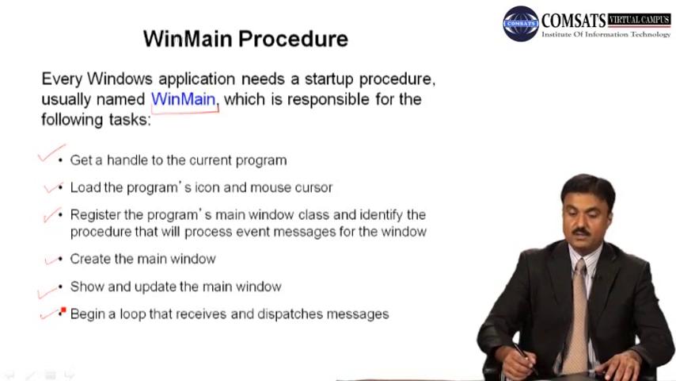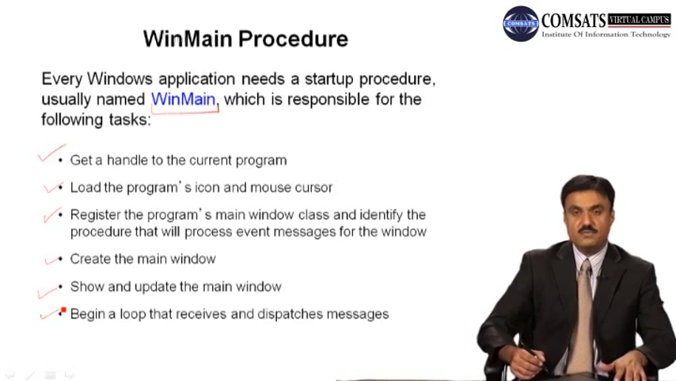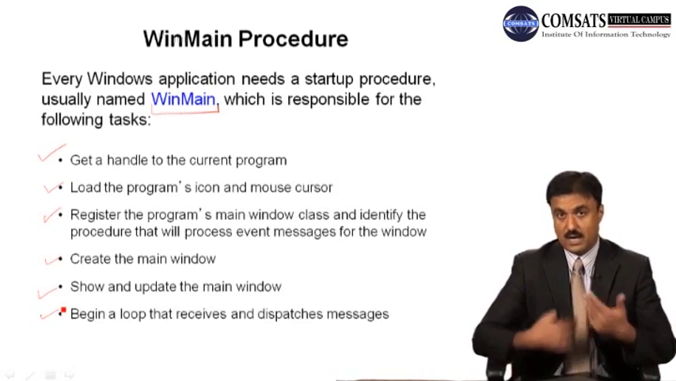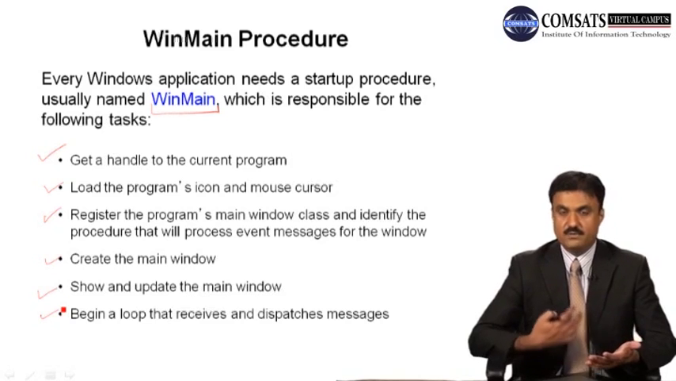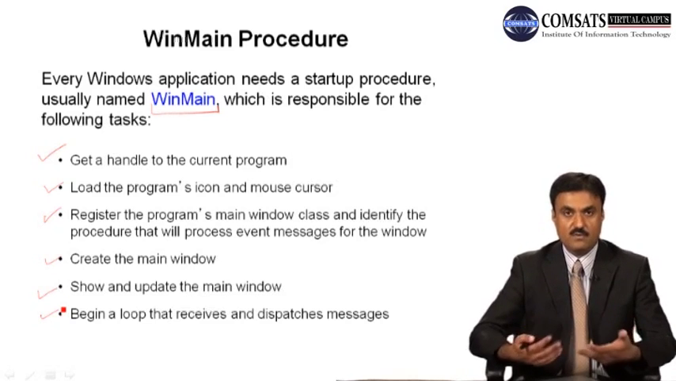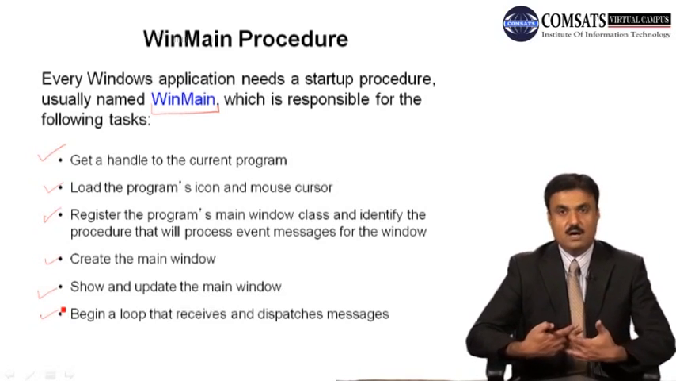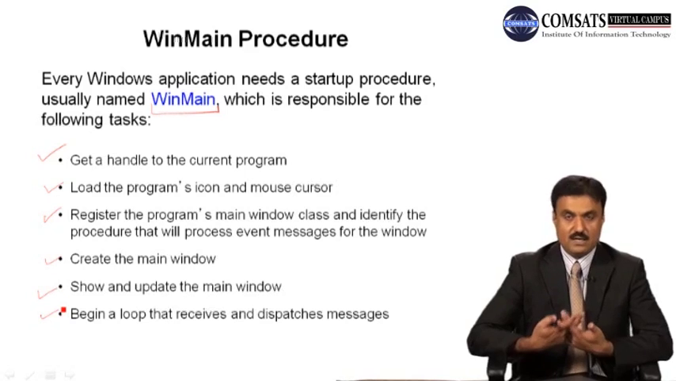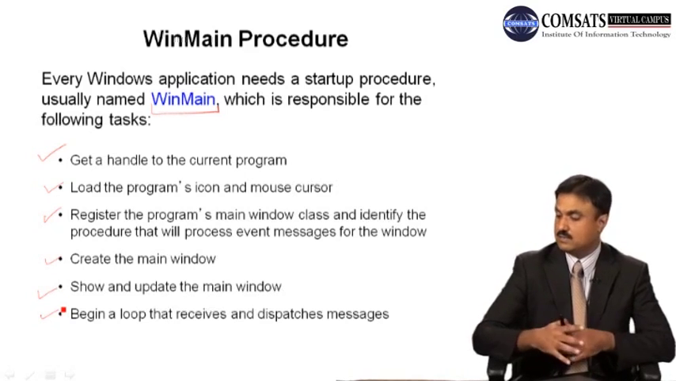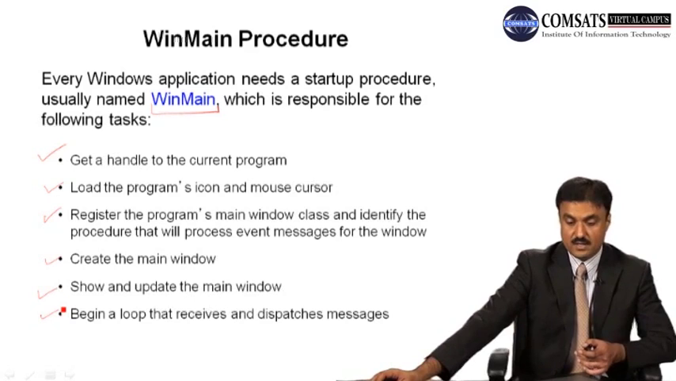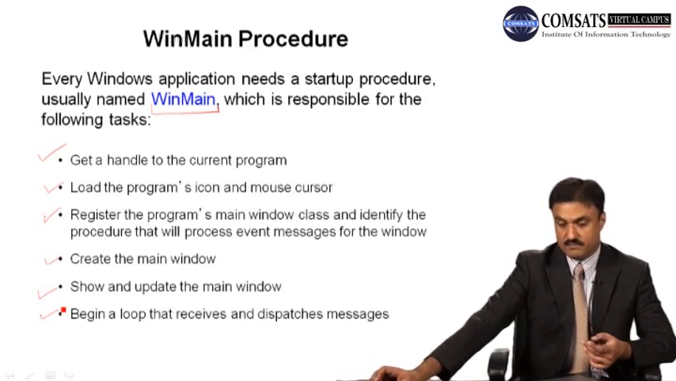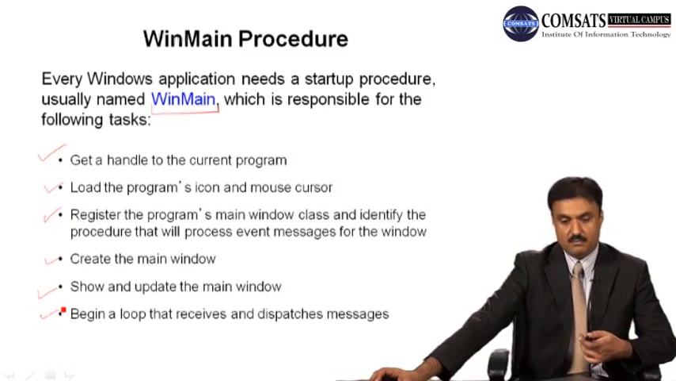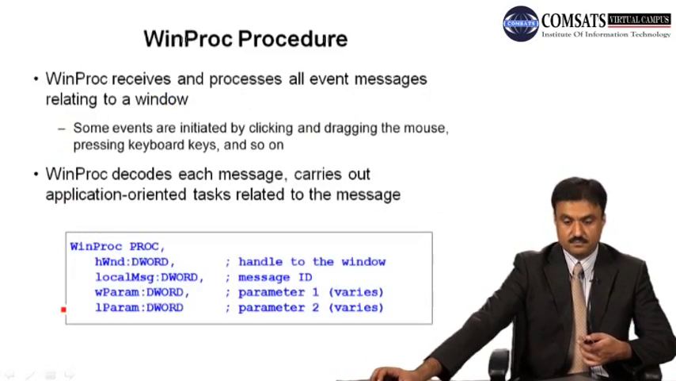Then begin a loop that receives and dispatches messages. Now you can create a main window. After that, it continues doing that. It depends what type of events you are going to create. For example, you can right click, left click, or press a key down or up, and so on. There are different events, and you will receive all those messages from the system towards your main procedure.